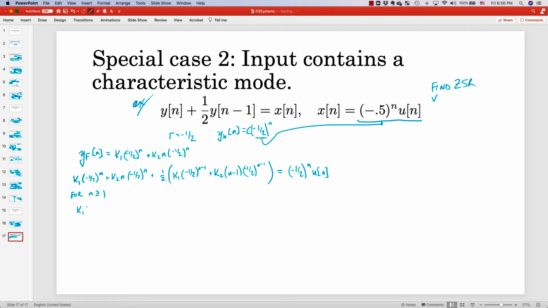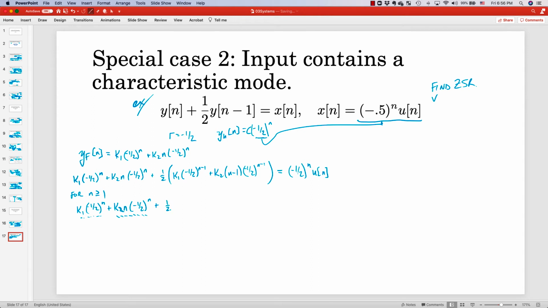So k1, I'll just copy the first term, plus k2 n negative 1/2 to the n. And now I'm going to try and write the rest of the terms to look like these two. They've got a bunch of delays, n minus 1s in them, and my goal is to get rid of those delays. And I can do that in the following way.